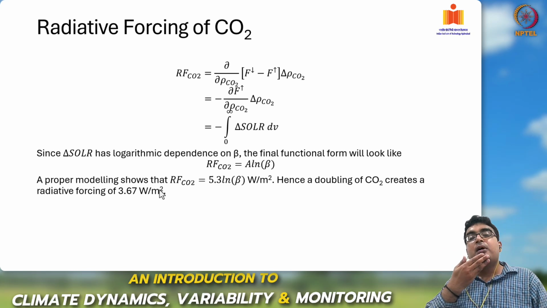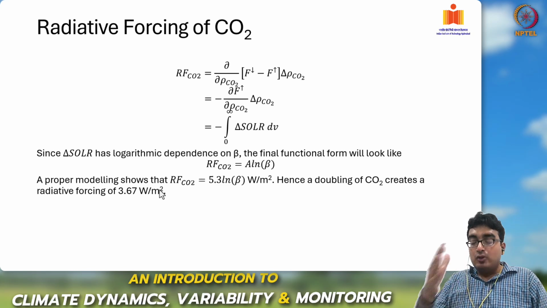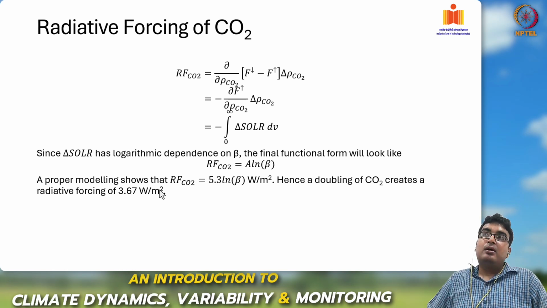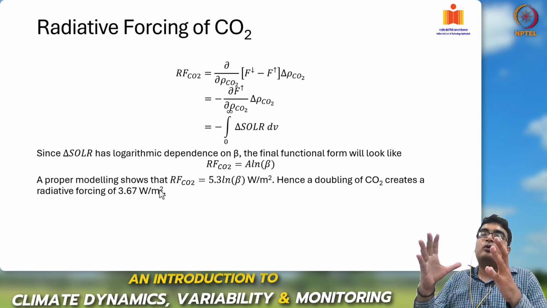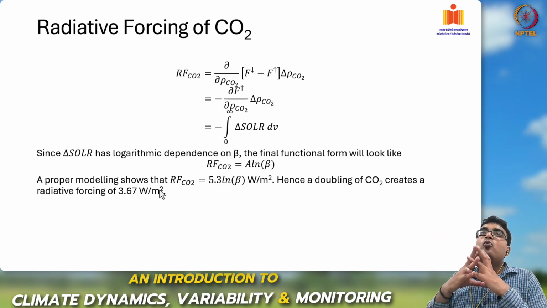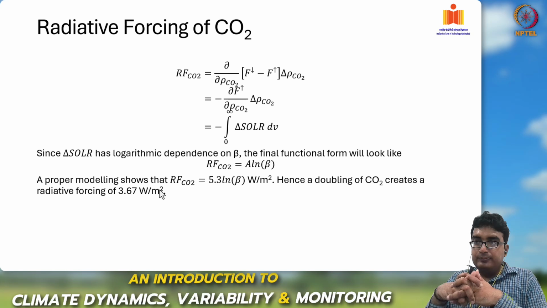Alright. So what this means is, if you double the CO2 concentration, an extra 3.67 watt per meter square of solar energy will be trapped within the troposphere due to this doubling effect.